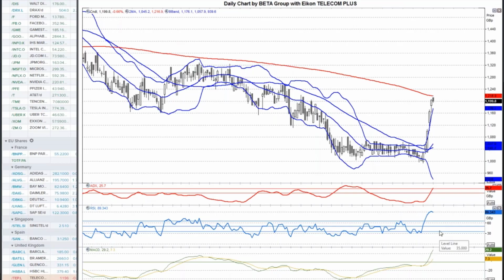In my case, I would take the trigger being down through 65 from above to indicate the market had run its course. But at the moment, I know it's just ticked down here, but hey, the day isn't over yet.